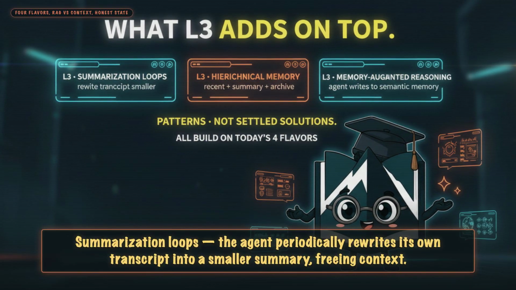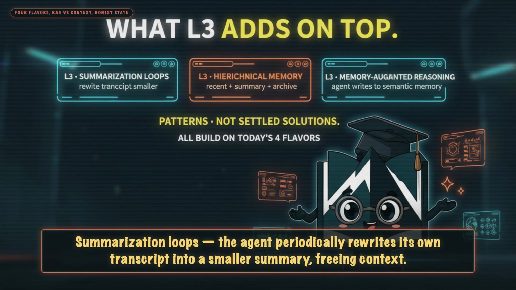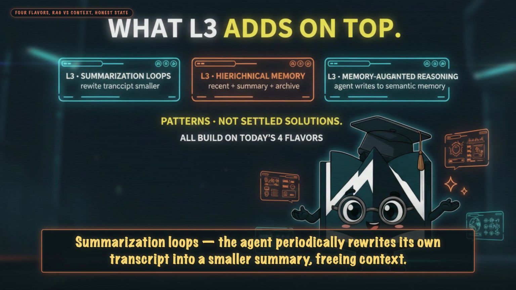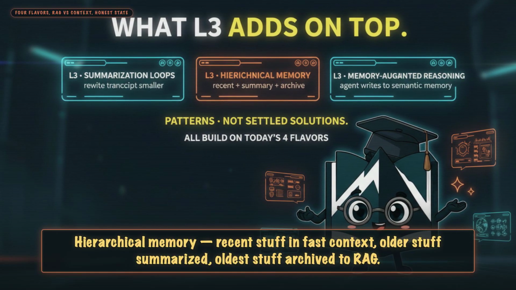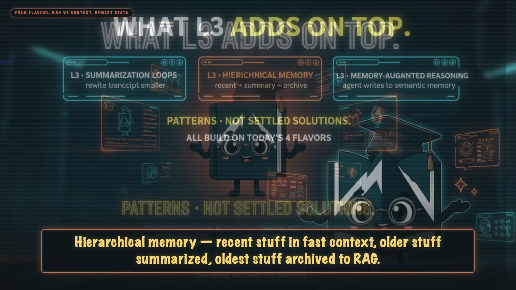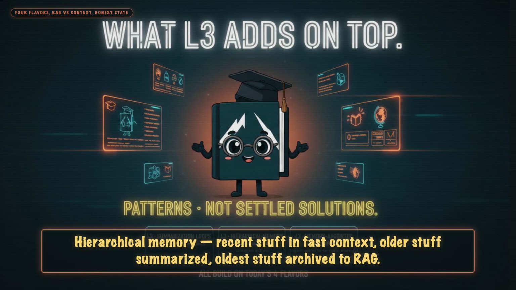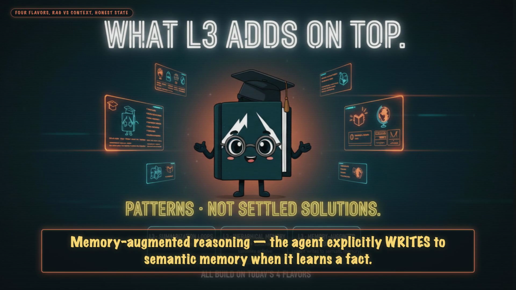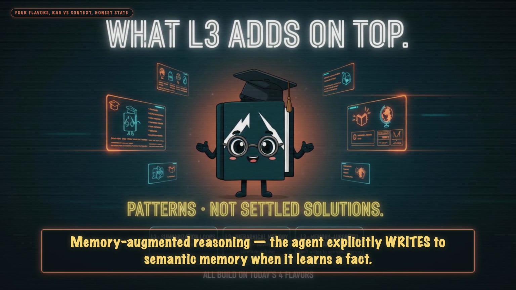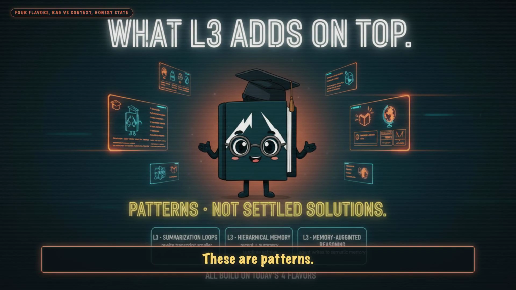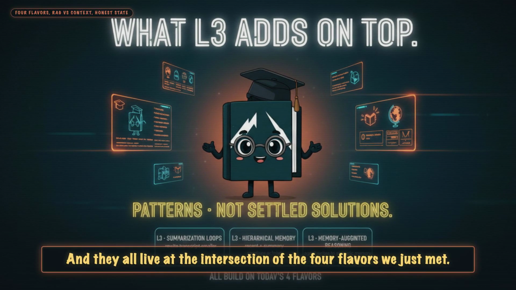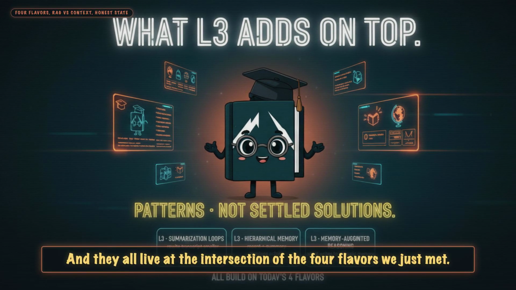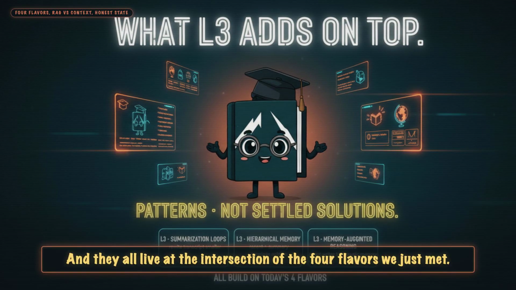Summarization loops. The agent periodically rewrites its own transcript into a smaller summary, freeing context. Hierarchical memory. Recent stuff in fast context. Older stuff summarized. Oldest stuff archived to RAG. Memory-augmented reasoning. The agent explicitly writes to semantic memory when it learns a fact. These are patterns, not settled solutions, but they help. And they all live at the intersection of the 4 flavors we just met.